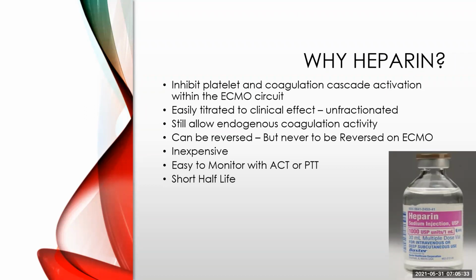We actually anticoagulate the circuit purely because we want to maintain the surface area of the membrane for the diffusion to take place. If it's clotted there, then the diffusion can't take place across the membrane, with regards to the oxygen that we add and the CO2 that we want to remove.